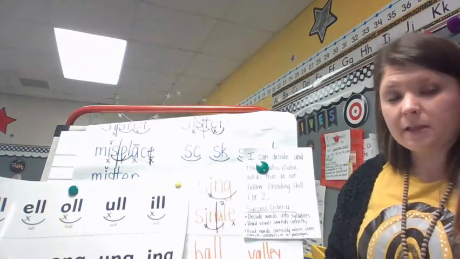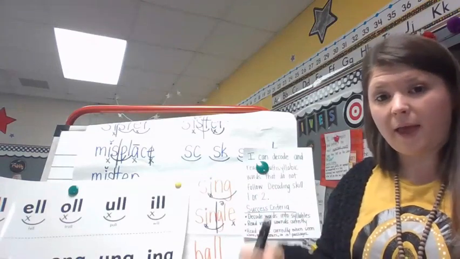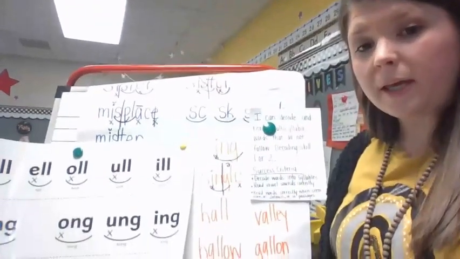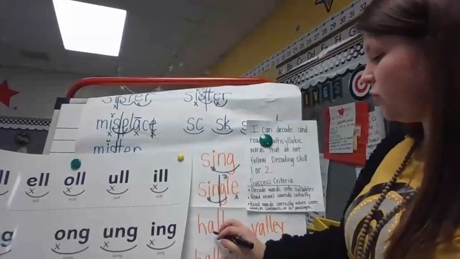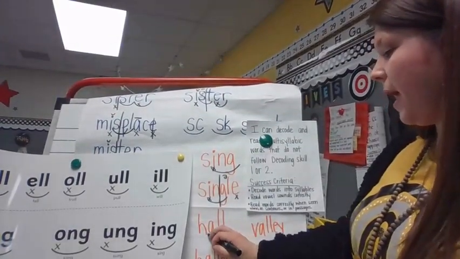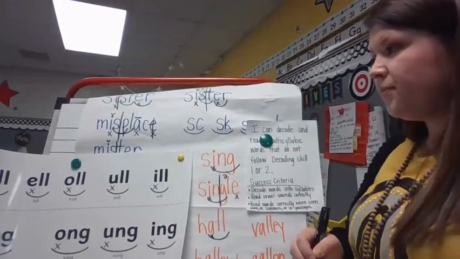Now we're going to look at the special vowel combination LL, okay? Let's start by looking at this word. Remember when we come to a special vowel combination, we're going to mark the vowel with an X, and then we're going to arc it.